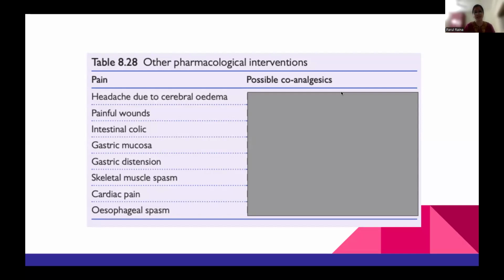You have to understand why we are mentioning them as co-analgesics: wherever their mechanism is different, it is helping us in pain. Yeah. Whenever there is pain because of the gastric mucosa, pain related with gastric mucosal tear.